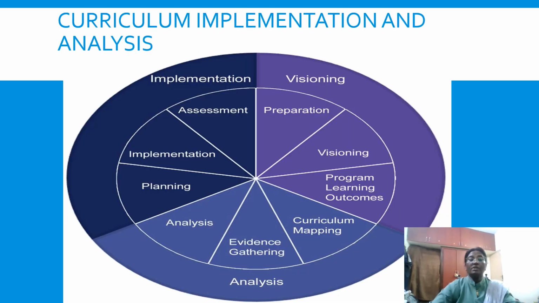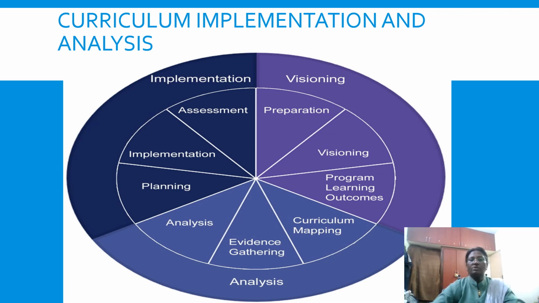And curriculum implementation and analysis. Curriculum implementation is two-way: one is implementation, another is vision and analysis. Already we saw that it is implementation, vision and analysis. When we see the vision part, preparation, vision and program learning outcome will come. When you come to the analysis part, it is analysis, evidence gathering and curriculum mapping. And going to implementation, it is planning, implementation, assessment. It is a step-by-step process for implementation and analysis.